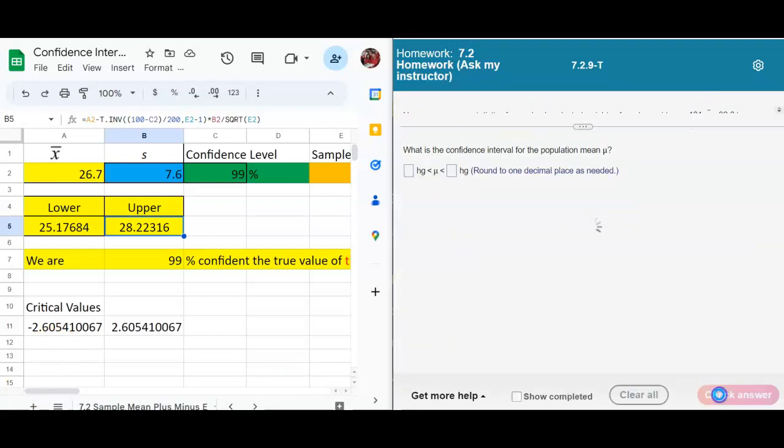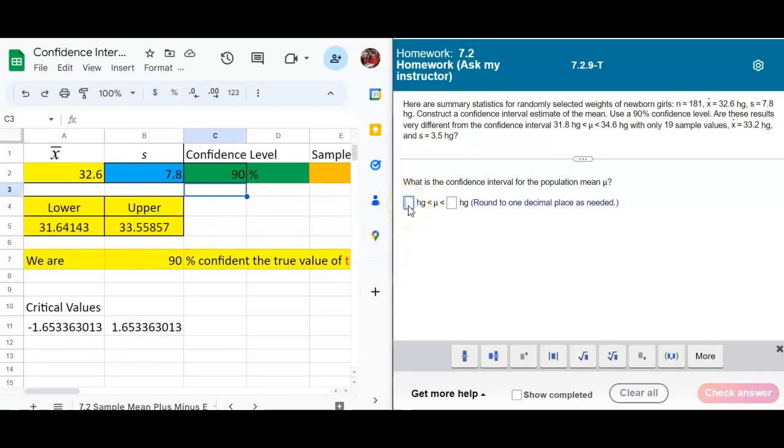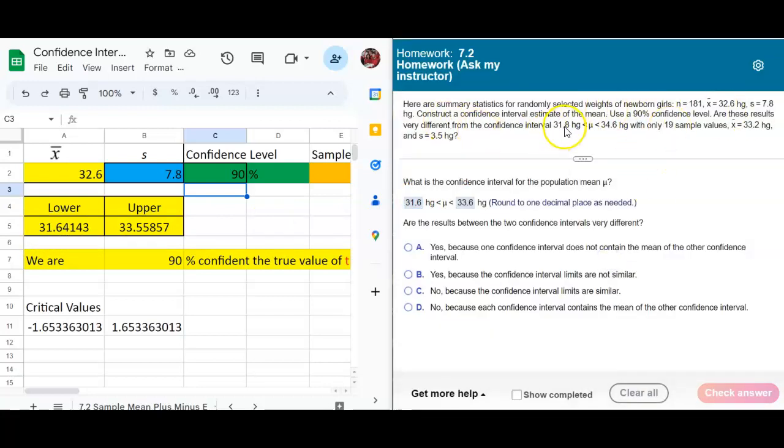All right, just to show you that similar question, now I'll change these numbers. So I've got 181 sample size, 32.6, and 8, 90% confidence. So now I have 31.6 on the low end, 33.6 on the upper end. And then it wants me to compare it to these two, which again I can see are, so no, the confidence interval limits are similar, just like the last one.